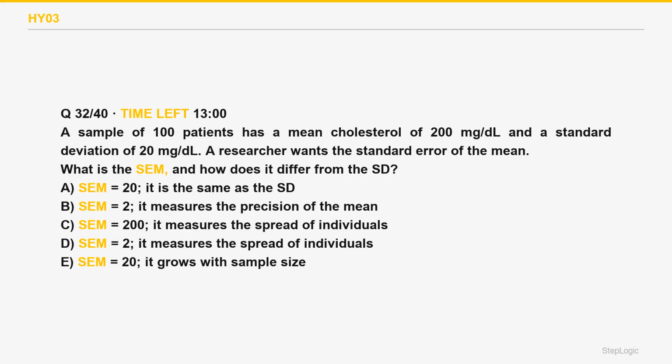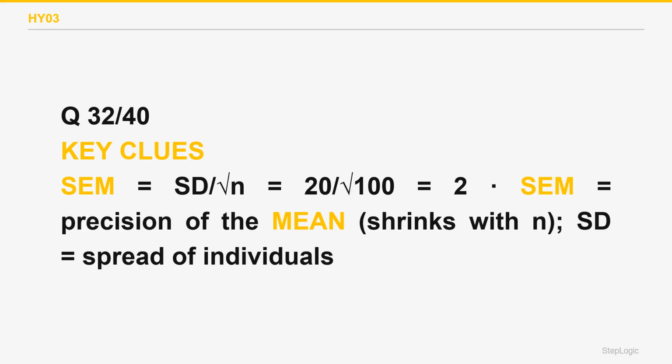What is the SEM and how does it differ from the SD? A sample of 100 patients has a mean cholesterol of 200 mg/dl and a standard deviation of 20 mg/dl. A researcher wants the standard error of the mean. Read the command, compute the SEM and state what it means. Divide the SD by the square root of n.